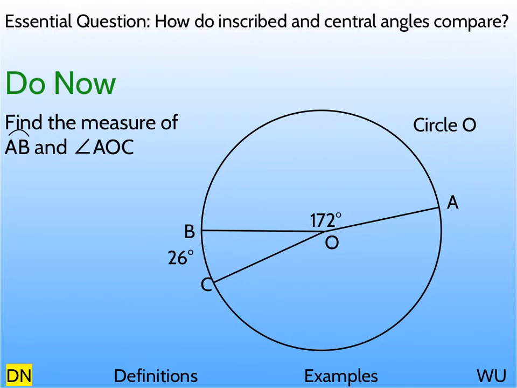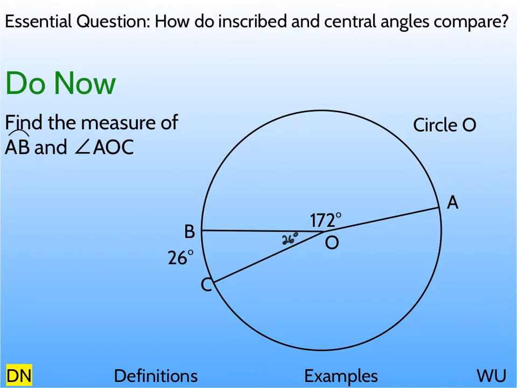I'll just fill you in right now with some information that'll help you. This angle right here, angle BOC, is also 26 degrees. So that should give you a really big hint about what the measure of arc AB is. And then afterwards, you're also going to have to find the measure of angle AOC right here. So pause your do now so you can do that.